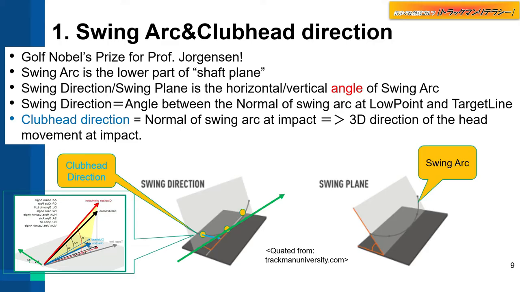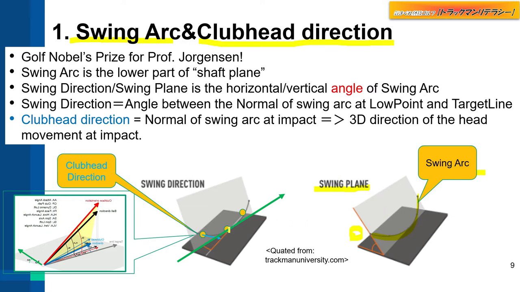First of all, we should give the Golf Nobel Prize to Professor Jorgensen. Those are such a tremendous invention in golf theory. Okay, the swing arc. The swing arc is the lower part of the shaft plane in the downswing. And in Trackman, the angle here is called the swing plane. So swing plane is an angle, not the plane, in Trackman definition.